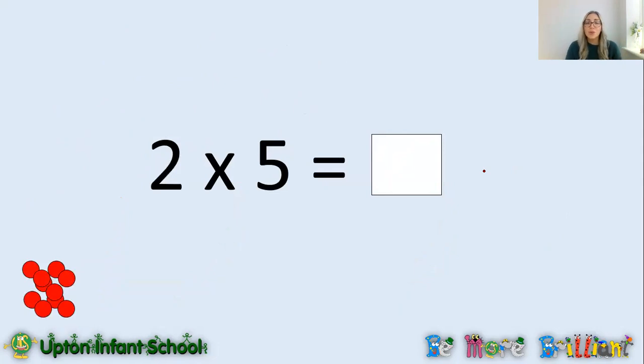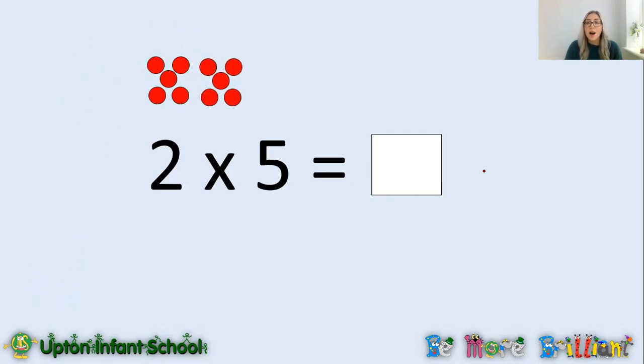We have got 2 times 5 equals. So we've got 1 group, 2. I would like you to have a go on your whiteboards at writing out this number sentence. So write out 2 times 5 equals, and then have a go at writing the answer. Okay, pause here if you need a bit more time. Okay, let's go through it then. So we've got 2 lots of 5. So 5, 10. 2 lots of 5 make 10. 5, 10.